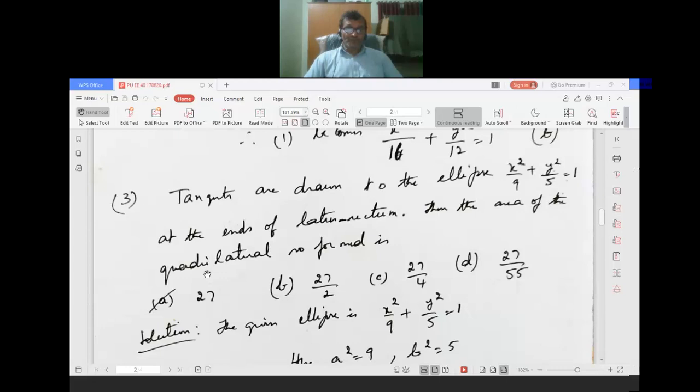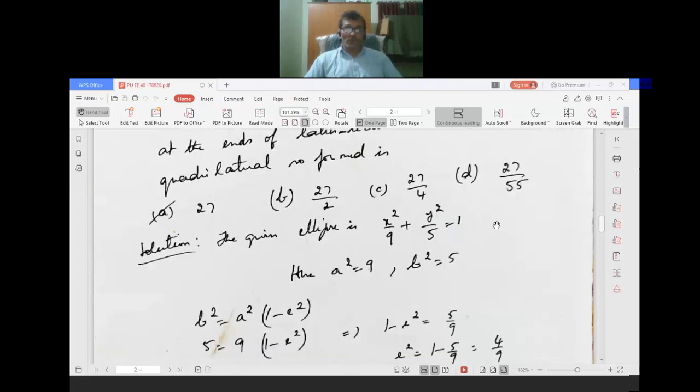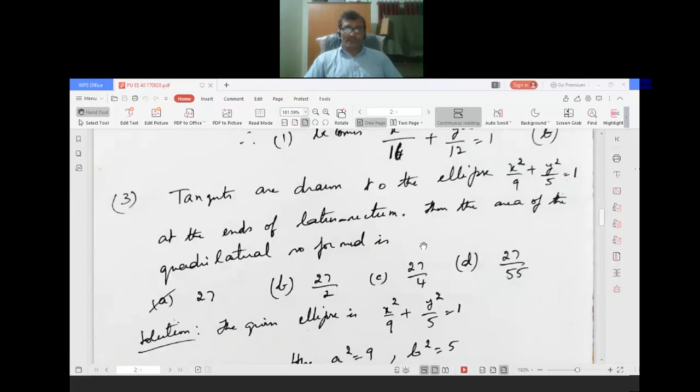Again I repeat, tangents are drawn to the ellipse x squared by 9 plus y squared by 5 equals 1 at the ends of the latus rectum. Then the area of the quadrilateral formed is 27, 27 by 2, 27 by 4, or 27 by 55.